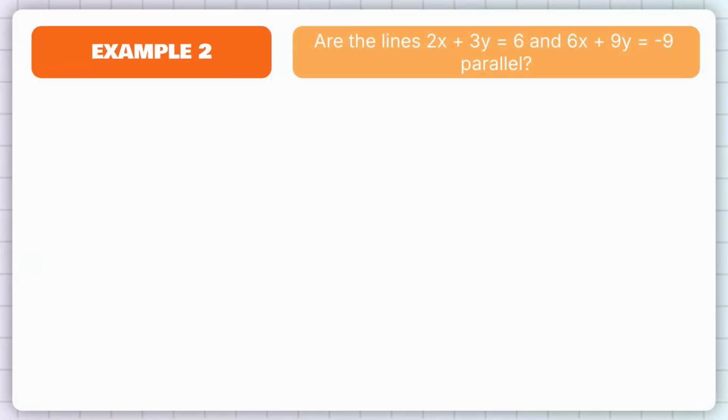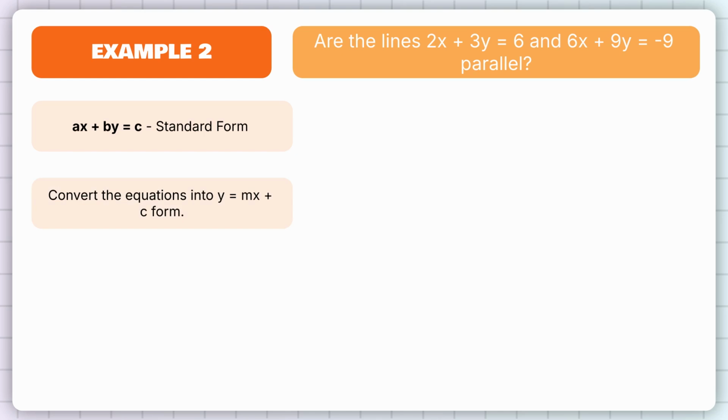Are the lines 2x plus 3y equals 6 and 6x plus 9y equals minus 9 parallel? Sometimes equations are given in the form ax plus by equals c. This is known as standard form. To compare the slopes, we need to convert these equations to the slope-intercept form, y equals mx plus c. For 2x plus 3y equals 6, we need to subtract 2x from both sides and then divide by 3. Doing this, we get y equals minus 2/3 x plus 2.